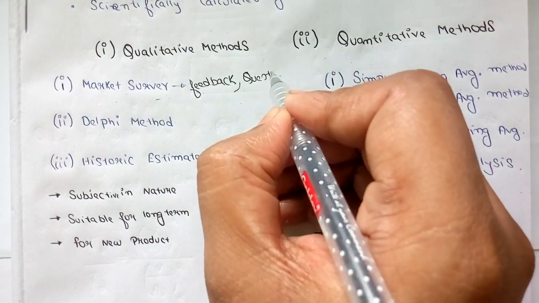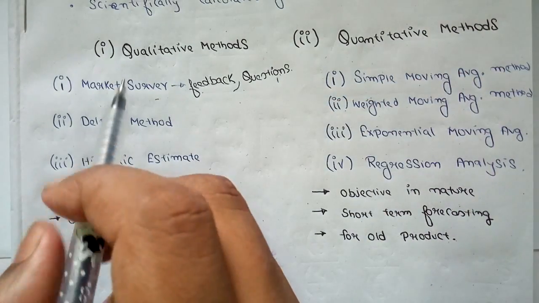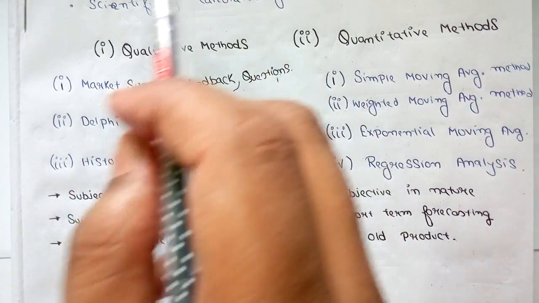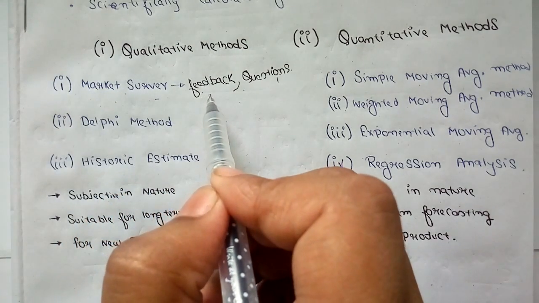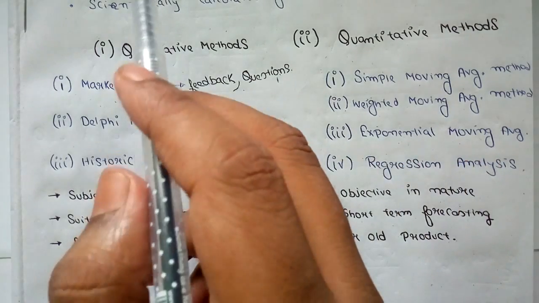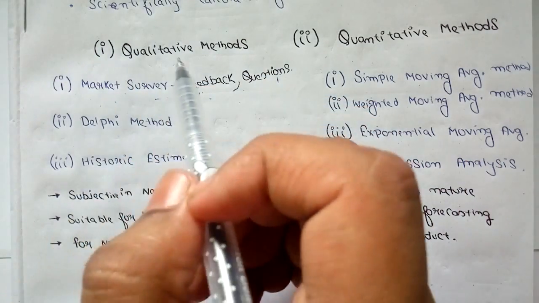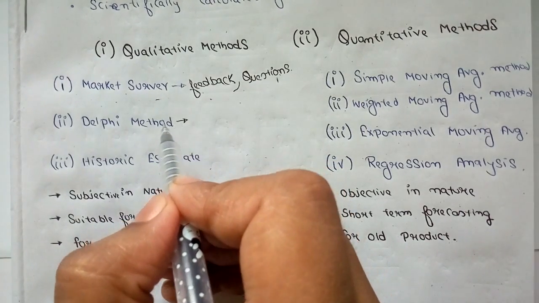Okay, so you can simply ask questions to the customers and learn about our forecasting process. We directly go to them, get their feedback, and ask questions. According to that, we predict our future demands. So next, in the Delphi method, what does this method say?